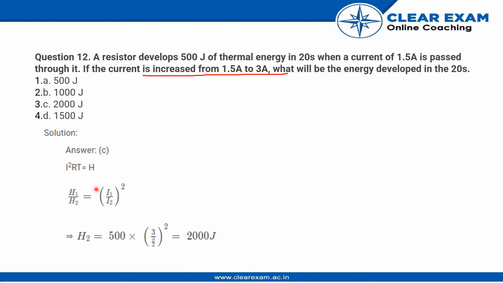We know H1 is 500 joules, T is the same, which is 20 seconds, I1 is 1.5 amperes. Now I2 in this case is 3 amperes. We need to find H2 in this case.